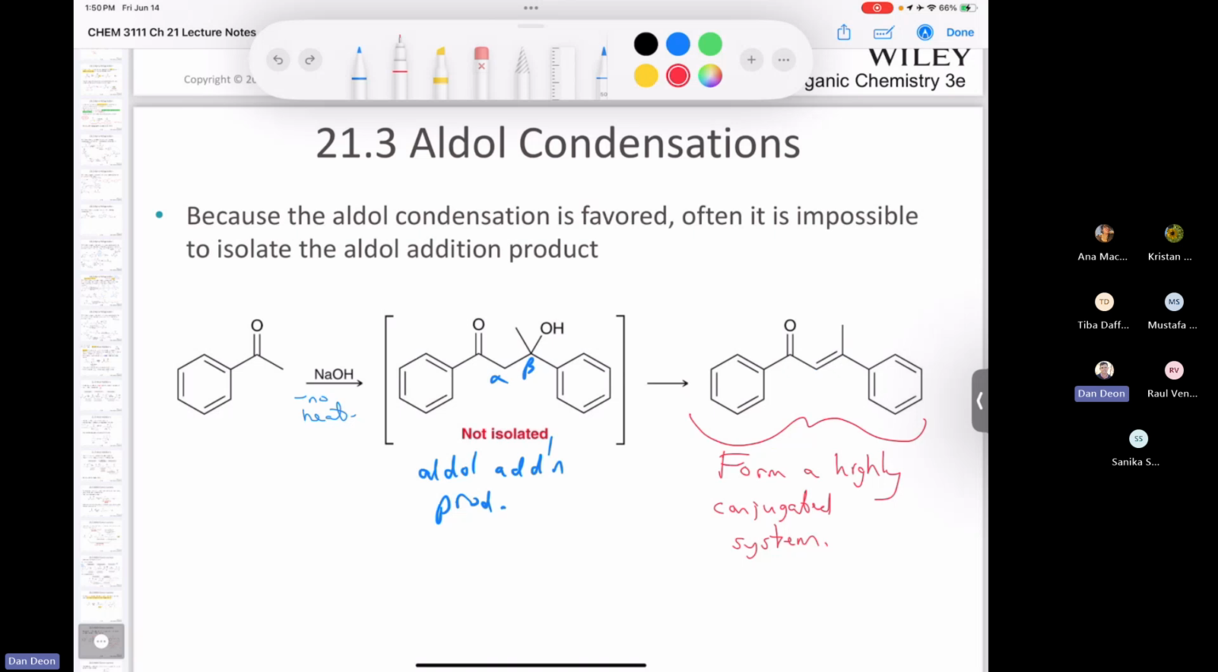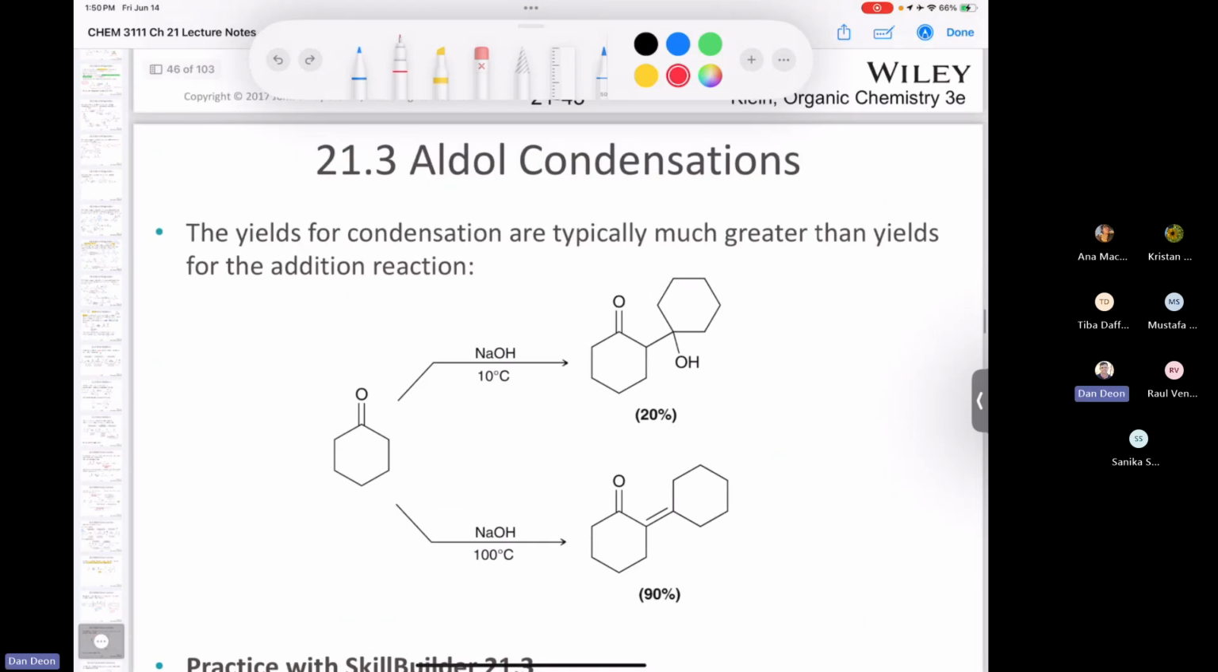So give me a thumbs up if you're with me on at least the condition differences between aldol addition and aldol condensation. One uses no heat and the other one uses heat. So the condensation uses heat. All right, cool. So the yields for the condensation are usually greater than for the addition reaction.